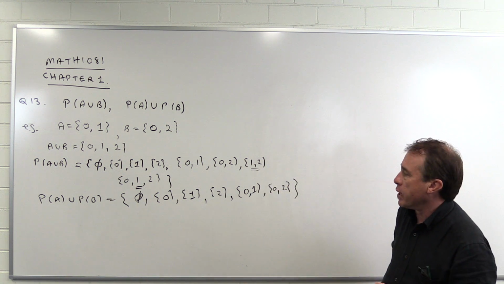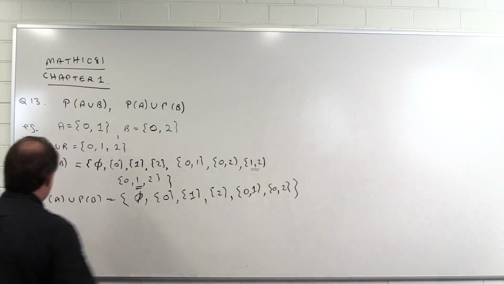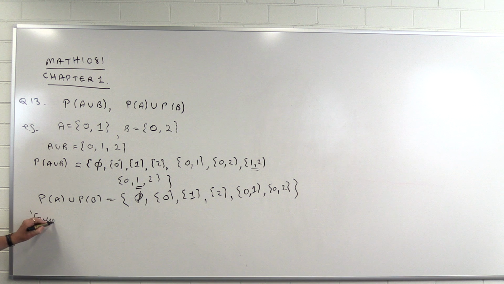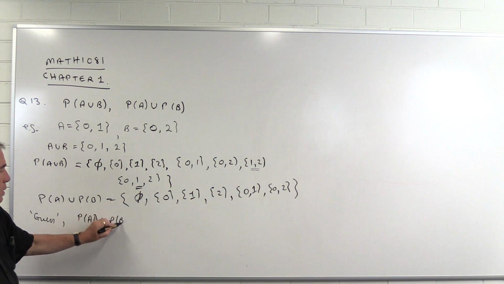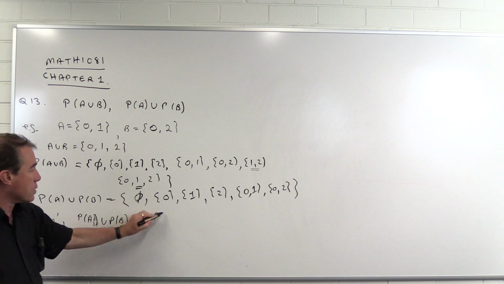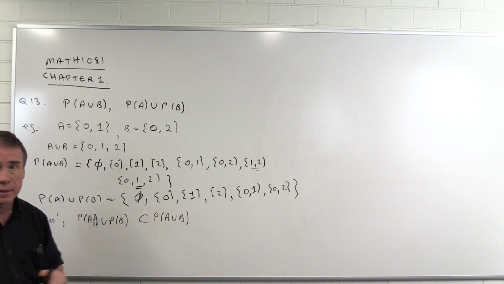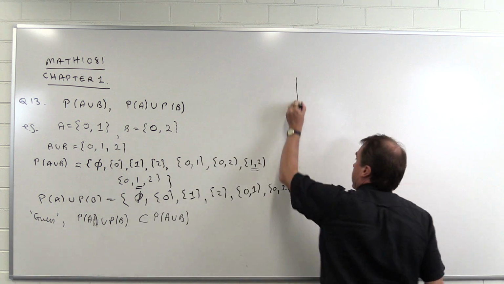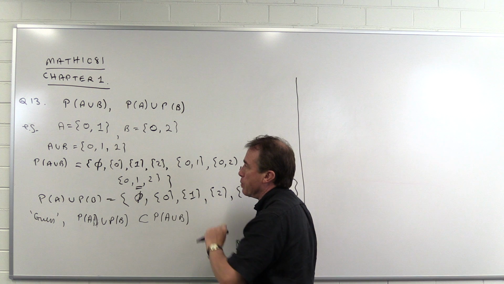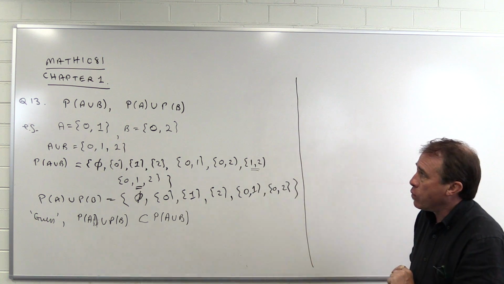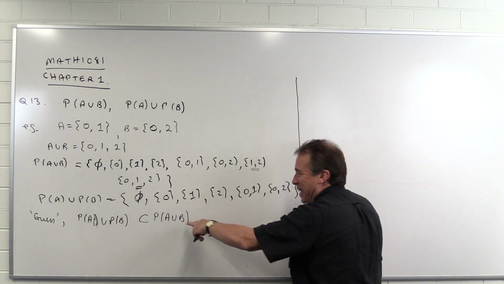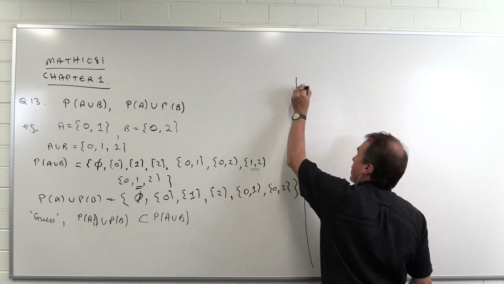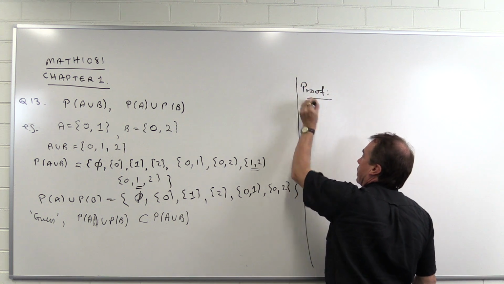So from looking at this example, we make an educated guess that the power set of A union the power set of B is contained in the power set of A union B. That's what I think is true after doing this particular example. Now if this question was, say, out of 4 marks, that really only gets me 1 mark so far, because I've got the result, but I haven't got a proof of it. So now I have to give a proof of this result.